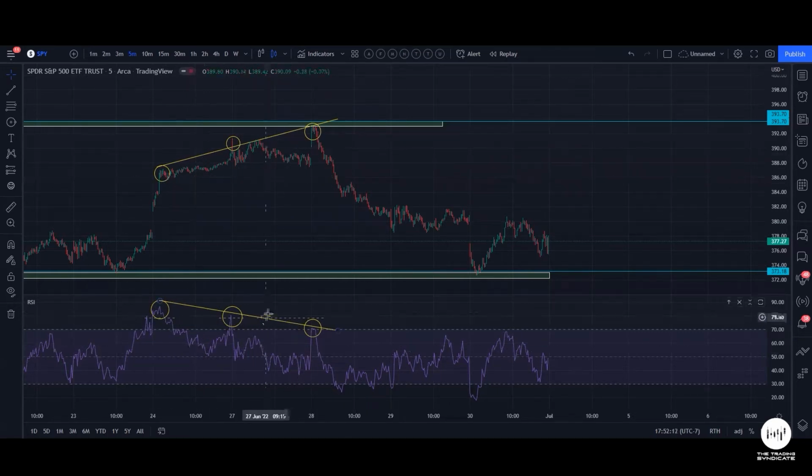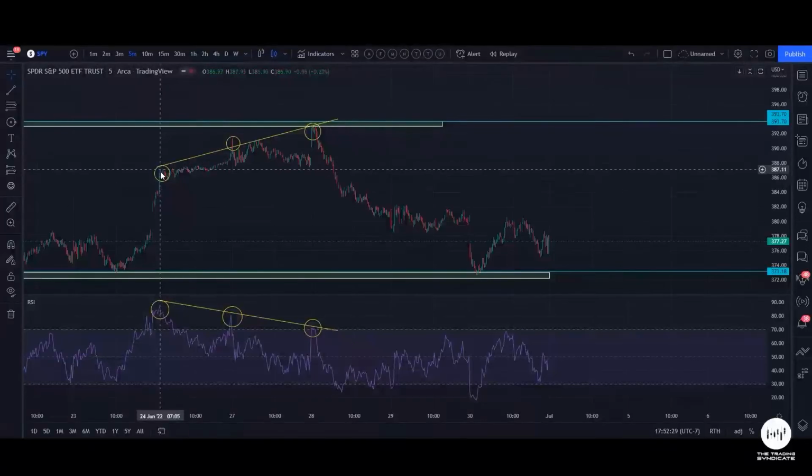What this means conceptually is that each of these new highs being created on the asset itself is actually getting weaker as it's creating those highs. Because remember, this is the relative strength index. So the relative strength at each of these highs is less than what it was at the previous high.